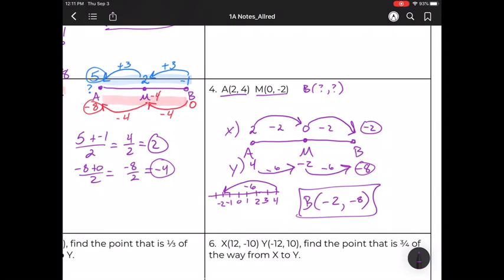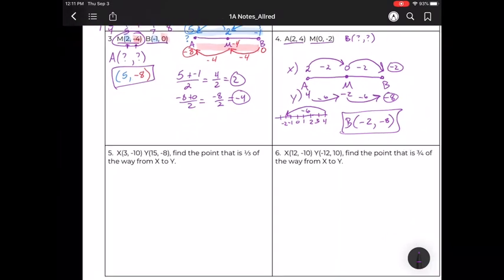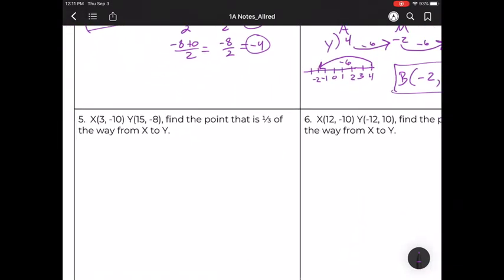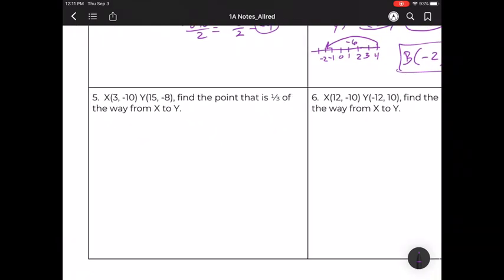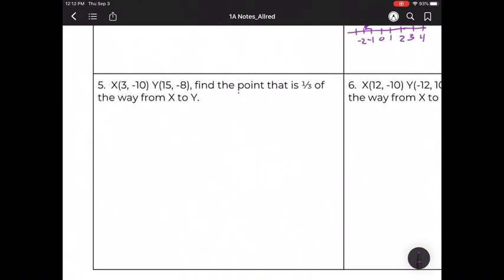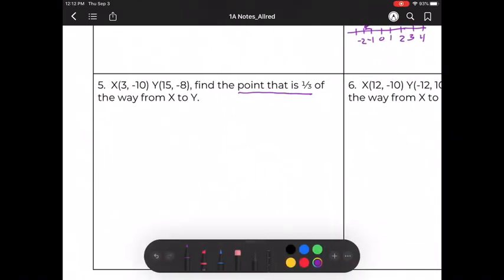Okay. All right. And the reason I've gone through this trouble to show you things on a number line is because on the next couple problems, 5 and 6, this is what you're going to have to do. There is no real good equation to use because now I'm not finding midpoint values. I'm not using a midpoint. I'm using, in this case, number 5, a point that is 1/3 of the way from X to Y.